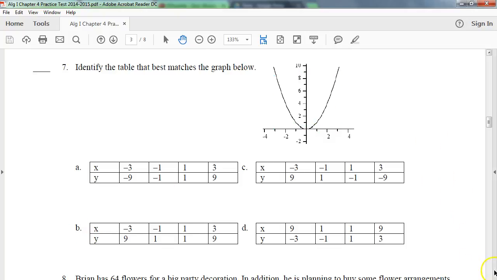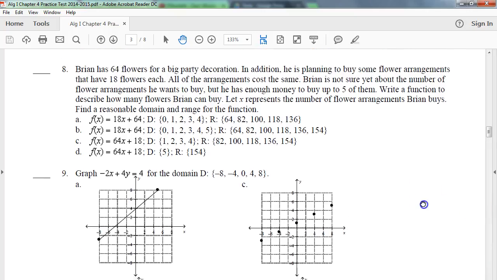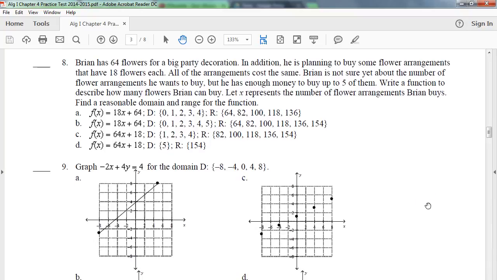Number 8. Brian has 64 flowers for a big party decoration. In addition, he is planning to buy some flower arrangements that have 18 flowers each. All of the arrangements cost the same. Brian is not yet sure about the number of flower arrangements he wants to buy, but he has enough money to buy up to 5 of them. Write a function to describe how many flowers he can buy. Let x represent the number of flower arrangements he buys, and find a reasonable domain and range for the function.